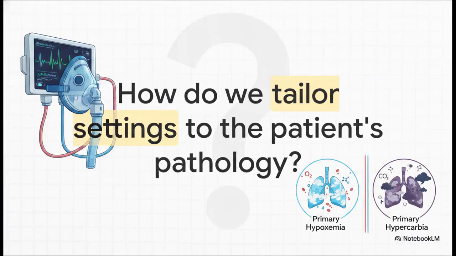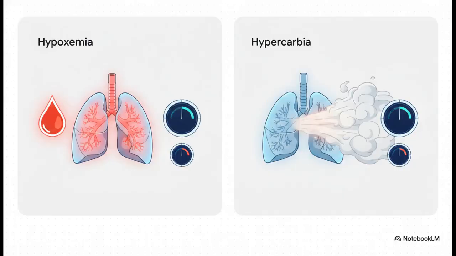Once that mask is securely on, you're faced with a really critical question. How do we actually tailor these BiPAP settings to the specific underlying pathology? Well, you have to split your thinking right down the middle, based on whether you're managing a primary hypoxemia problem or a primary hypercarbia problem. The Maimonides Emergency Medicine Residency Protocol gives us some excellent practical starting points here.